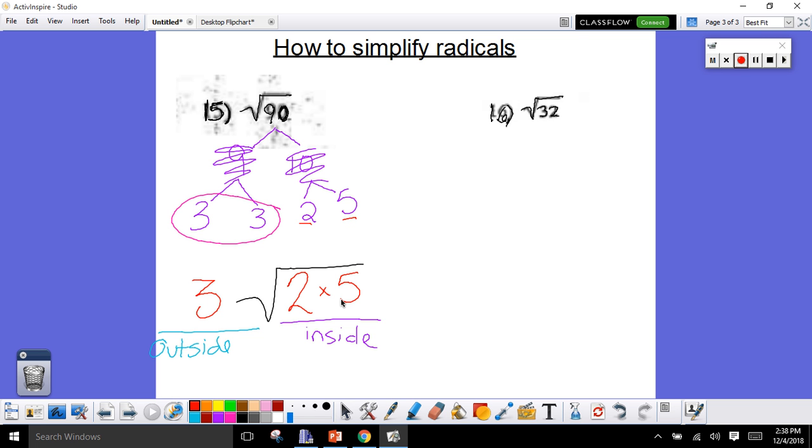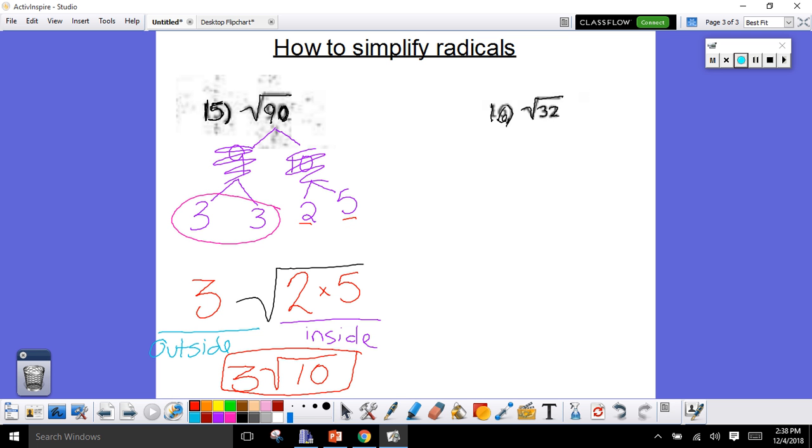multiplied by a 5. If I have more than one number inside the house, I'm going to multiply them. If I have more than one number outside of the house, I'm going to multiply them. So my final answer should be 3 square root 5 times 2 is 10. That is the square root of 90 simplified to its lowest form.